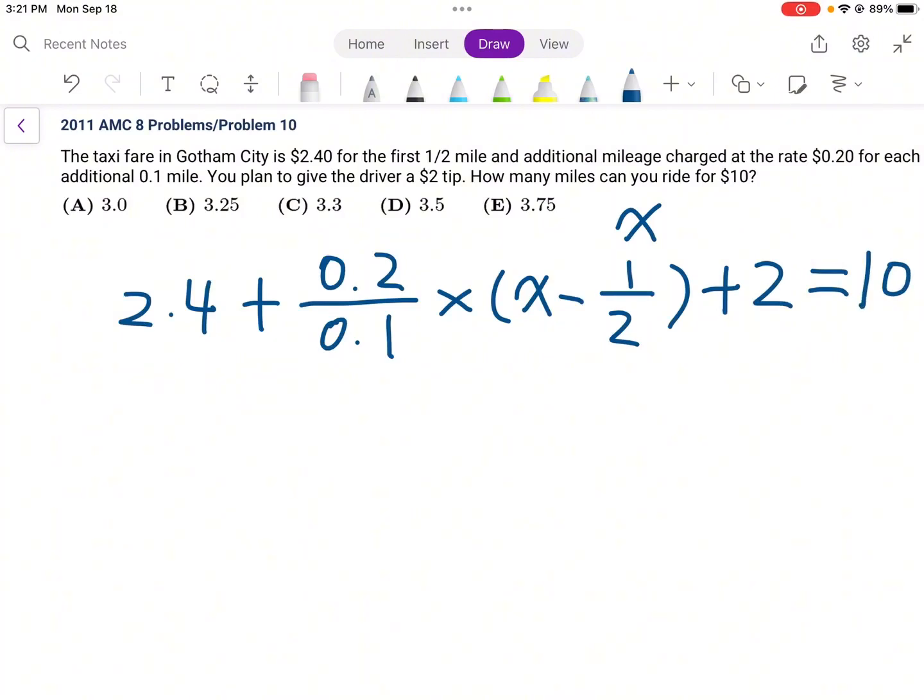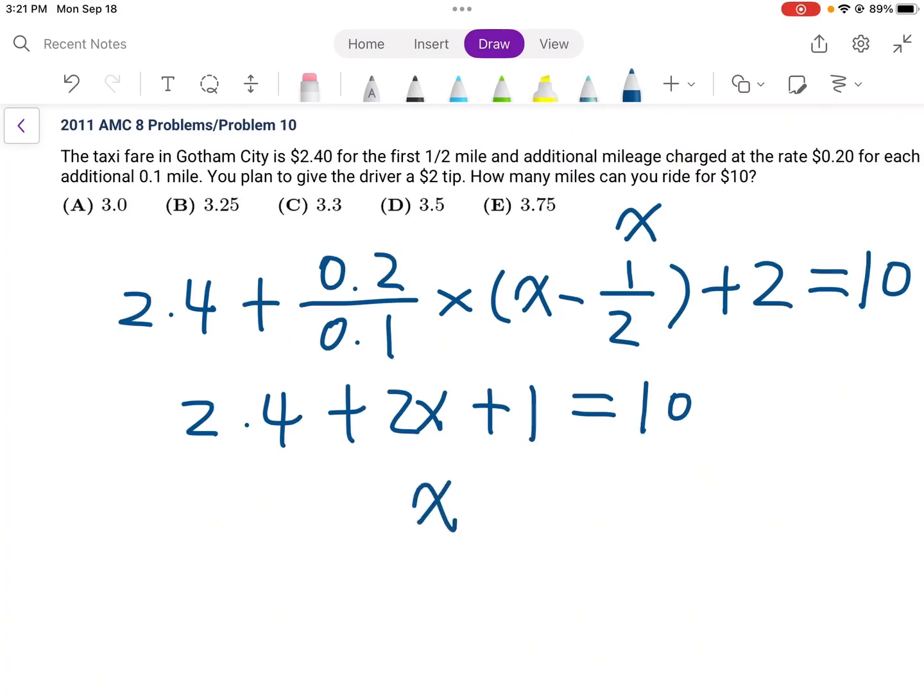Now let's simplify. This will be 2.5 plus 2x plus 1 equals 10. Therefore, we solve this equation, we get x equals 3.3. The answer is C.